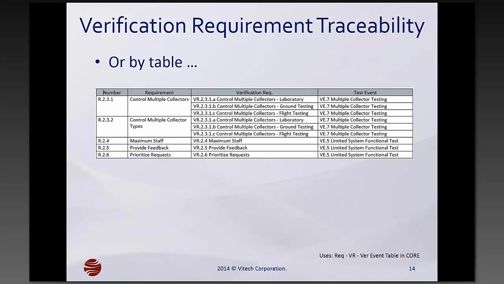So here's the verification requirement traceability by table. I can trace from a requirement to a verification requirement to a test event. Now this verification requirement traceability is adding some additional information. It's showing me not only the requirement that I have, but also what verification requirements are going to be used to verify that requirement and what test events I'm going to do that on. So in this case we have the first one, control multiple collectors. We have 3 different verification requirements, and we labeled those to show laboratory, ground, and flight testing. And we have some verification events that are associated with those verification requirements.